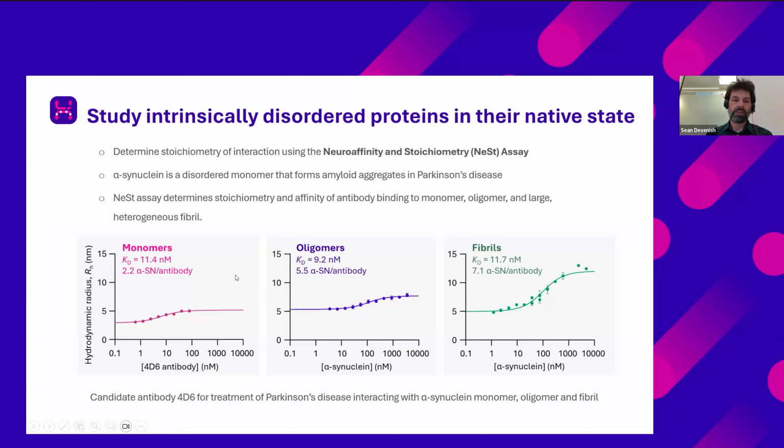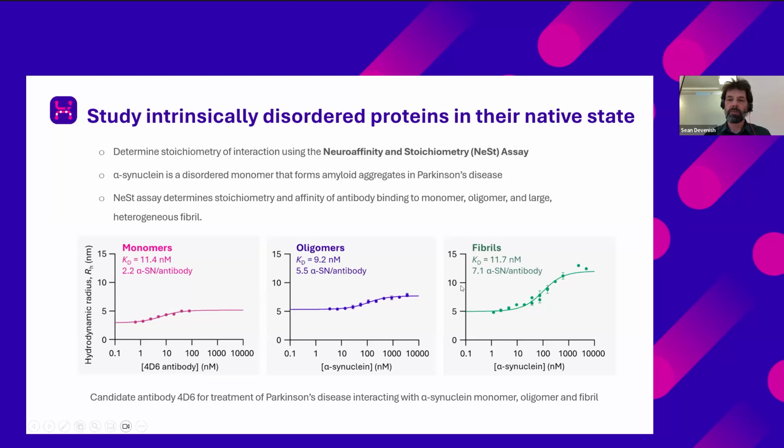But you can also see here there's a second line, and this is where we're capturing the stoichiometry. So in this case, we're directly measuring the number of alpha-synucleins interacting with the antibody. So for the monomer, we can see we have 2 alpha-synucleins interacting per antibody. For a small protein interacting with an antibody, this is what we expect, with 1 binding to each arm.